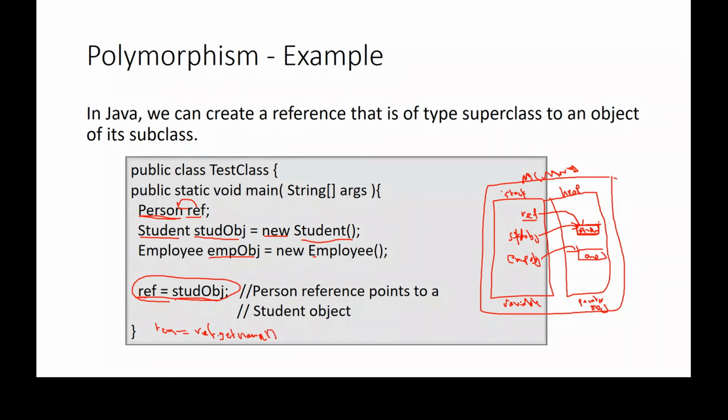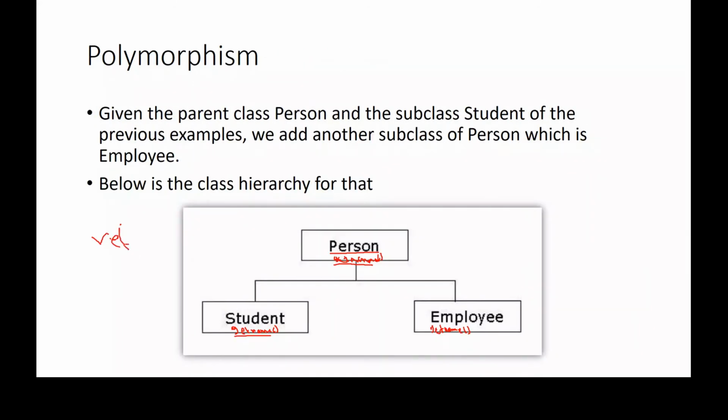Okay, now which one will be called? Because here the reference is pointing to what? The student. And the student is pointing to the student. So if you say reference.getName, ref is of type what? Type of person. But it does point to what? To the student. So when I call get, which one will be called?